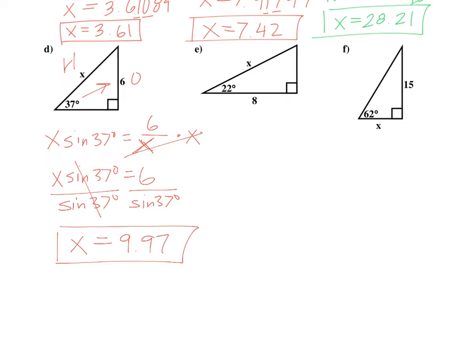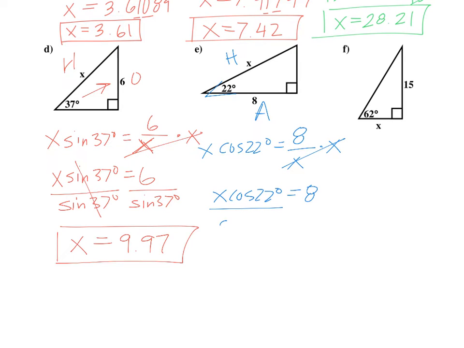Done. All right, let's do another example. Now I have adjacent and I have hypotenuse. So I have cosine of 22 degrees is equal to adjacent, which is 8, over the hypotenuse, which is x. All right, multiply by x on both sides. X cosine of 22 degrees is equal to 8. Divide by cosine of 22 degrees. And x is equal to 8.63. I'm going to be rounding up in this case.